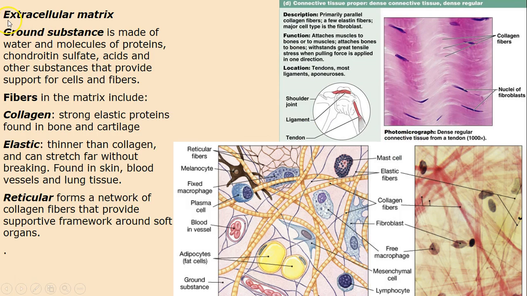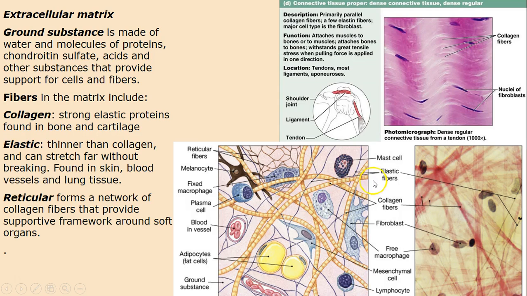Extracellular, look at that word. Extra means kind of outside the cells. There's a mixture, and this ground substance is just like the name implies. It's kind of a background of water molecules, chondroitin sulfate, and these all provide support for the fibers. Okay, so the fibers can't just float in air; they have to be kind of anchored in this ground substance.